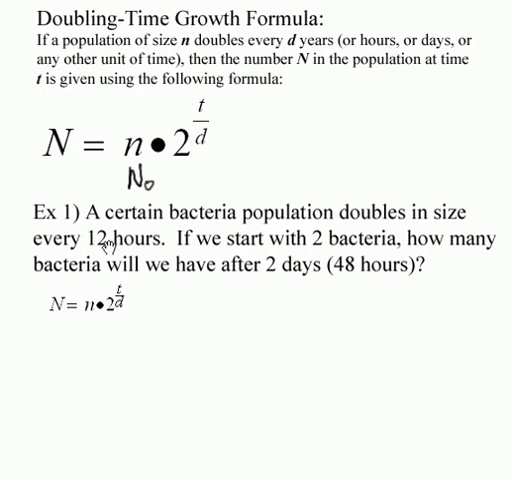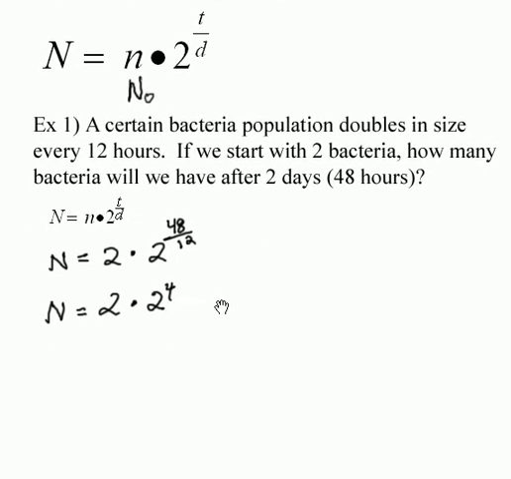So when we substitute all the numbers into the formula, our final amount, capital N, equals our initial amount, 2, times 2 to the 48 over 12 power. And if we go ahead and simplify that, 48 divided by 12 is 4. Let's continue to simplify. 2 to the 4th power times 2 to the 1st power is 2 to the 5th power. And 2 times itself 5 times is 32. So after 48 hours, we will take those original 2 bacteria and they will now have multiplied to be 32 bacteria.